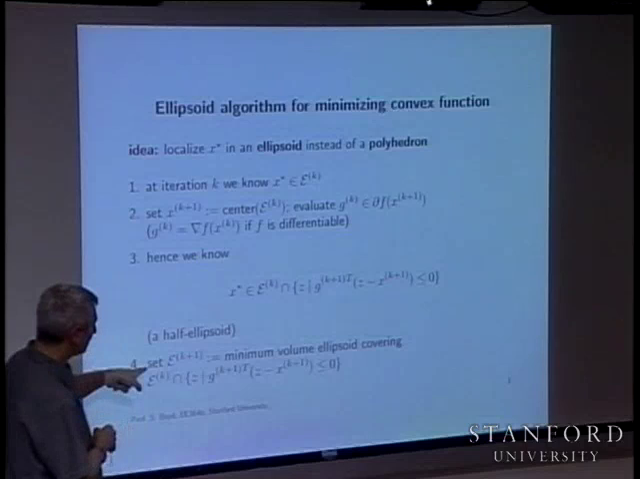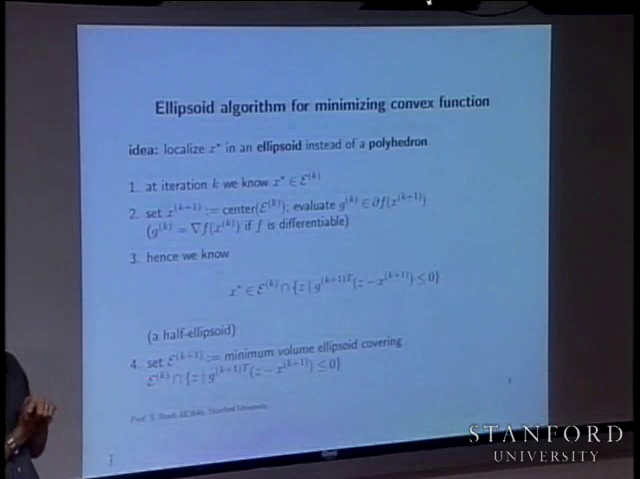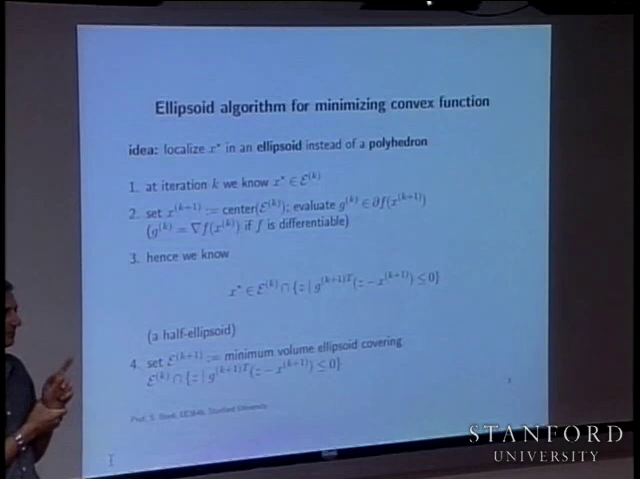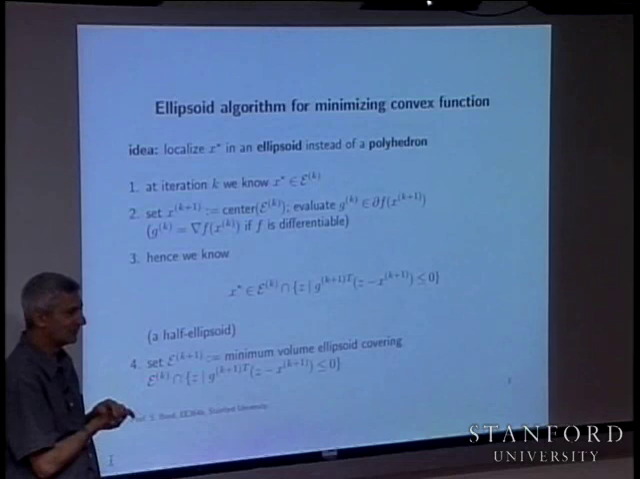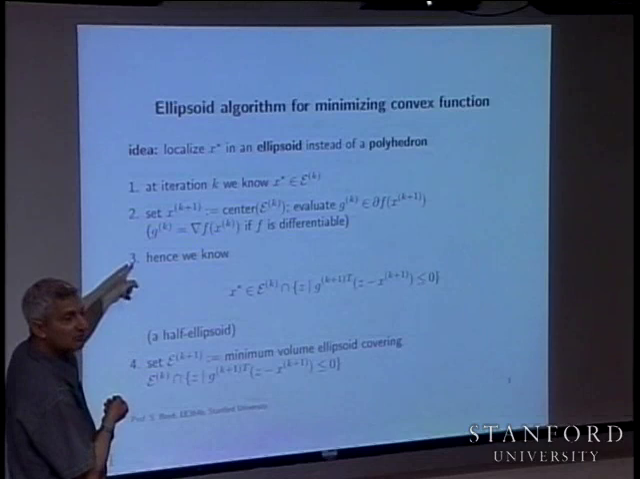So in fact, there's another step that goes like this. And this is the main point. Here's what you do. You have a half ellipsoid, and in order to preserve constancy of the data structure, you're now going to do something that's equivalent to constraint dropping or whatever. You're going to set E_{k+1} to be the minimum volume ellipsoid that covers your half ellipsoid. Okay? So step three is where you get your knowledge, your ignorance decrease. So this is ignorance decrease.